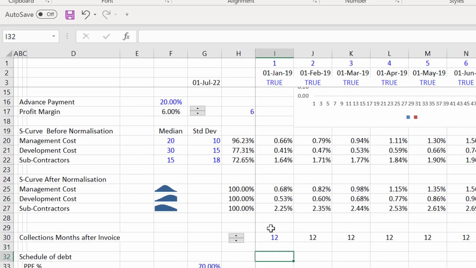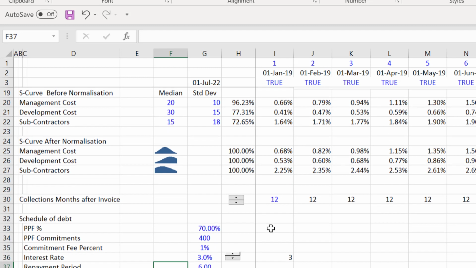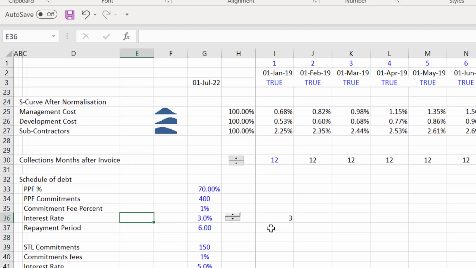Now, we're not quite finished. They are going to charge a profit margin on this as well, and they're also going to get an advance payment right at the beginning from the government. They're going to give them 20% of the funding. So then we have to figure out how we're going to finance this.